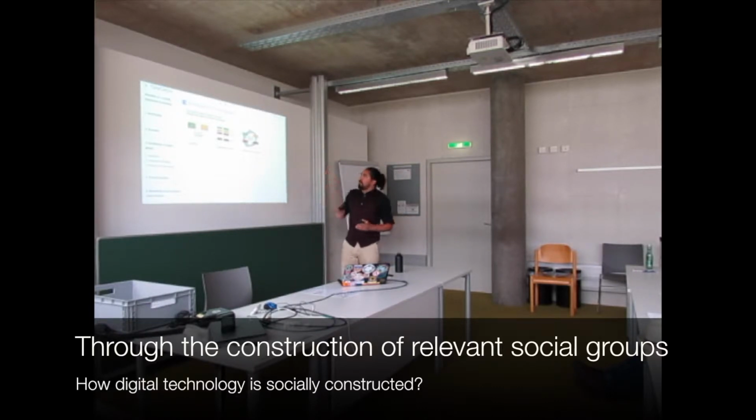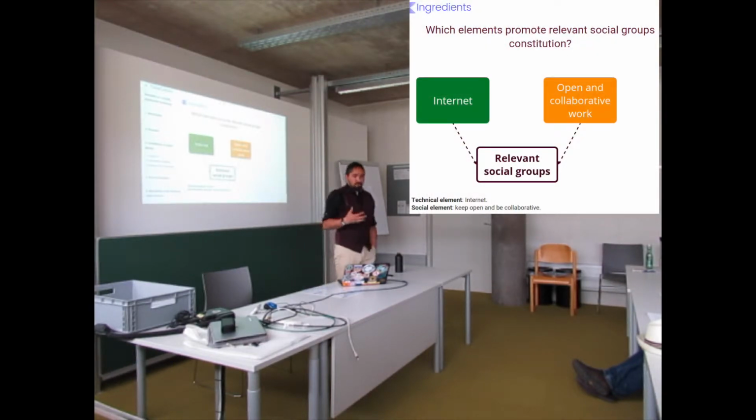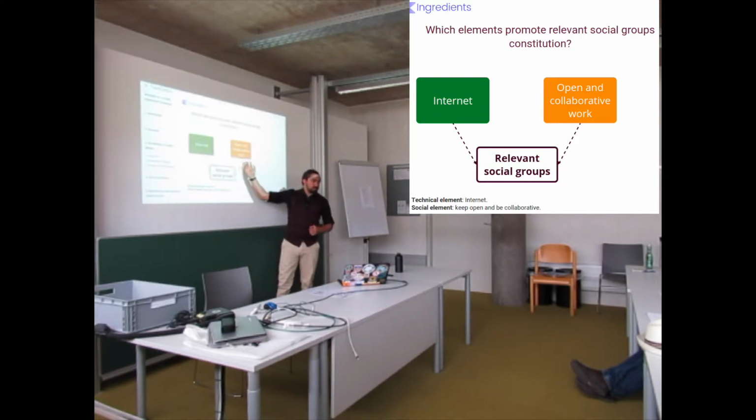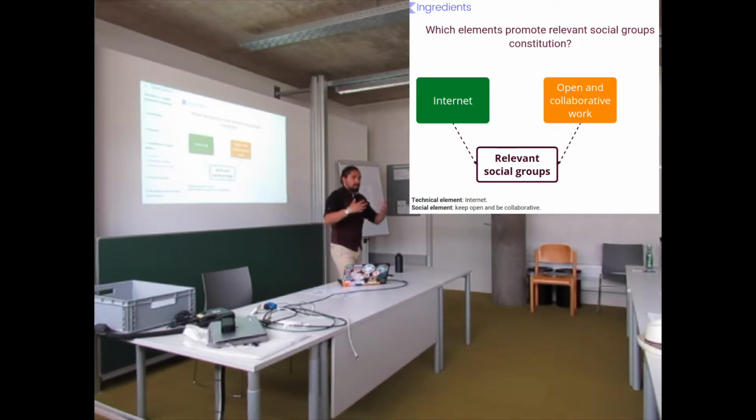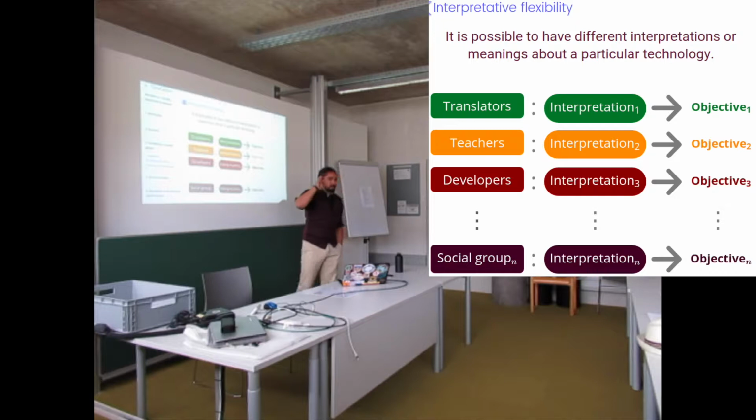In the first step, the constitution of relevant social groups, the question is which elements promote relevant social group constitution. We have a technical one and a social one. The internet allows us to eliminate geographic boundaries. This Congress is a very good example. And the other one is people willing to work in an open and collaborative way. And all of you are, I think, willing to work this way. So, keep in mind these 2 elements.